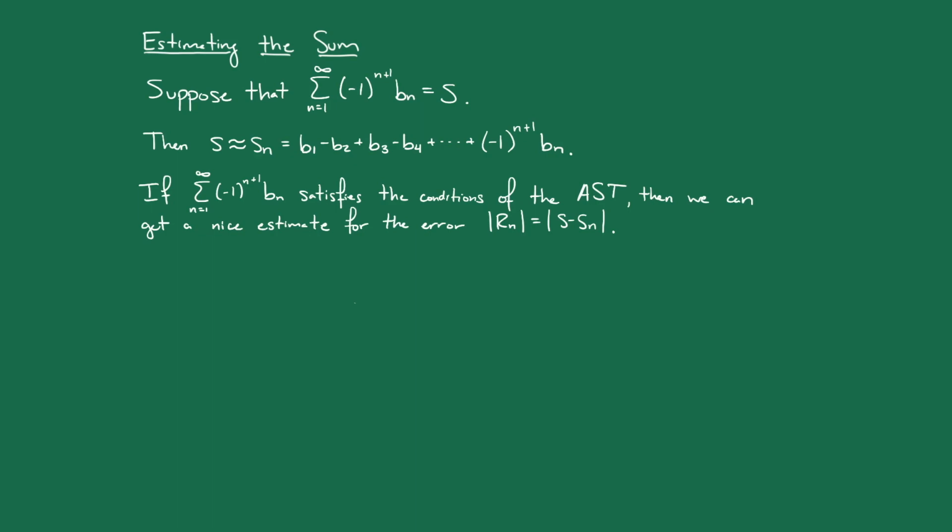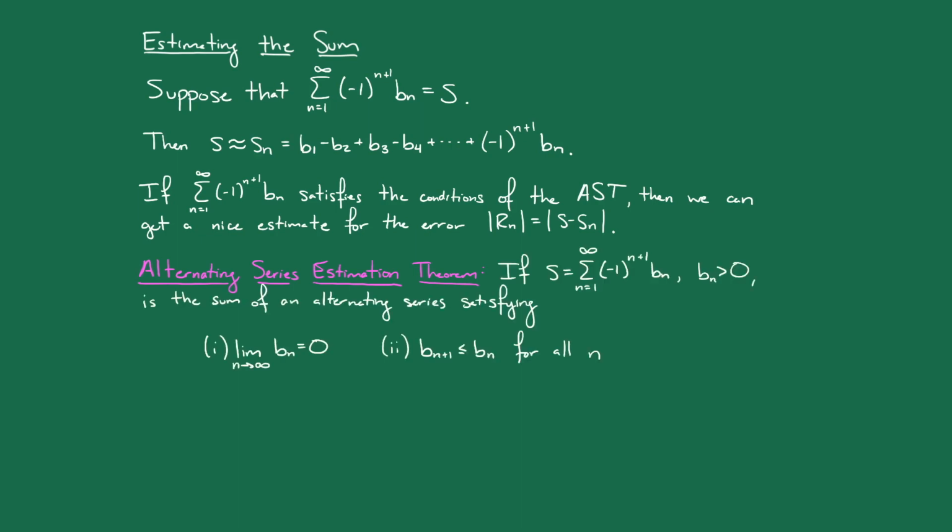This estimation is given to us by the alternating series estimation theorem, which says that if we have a series which satisfies the condition of the alternating series test, then the error you get in approximating s by Sn is less than or equal to B(n+1). The proof of this theorem is fairly straightforward.